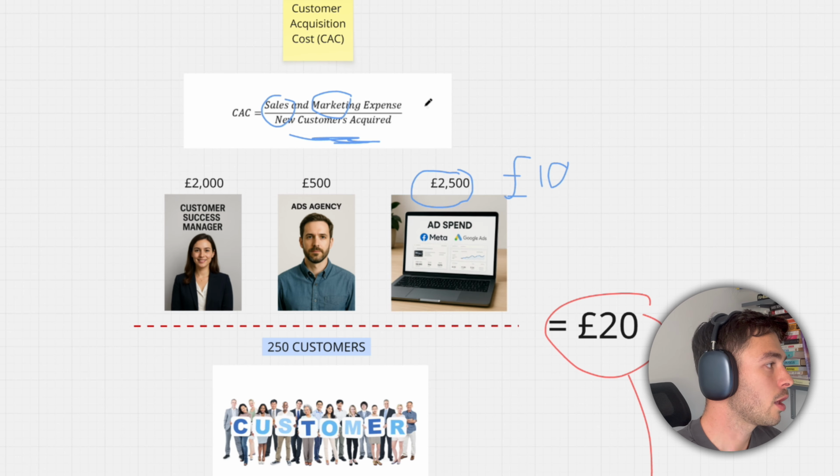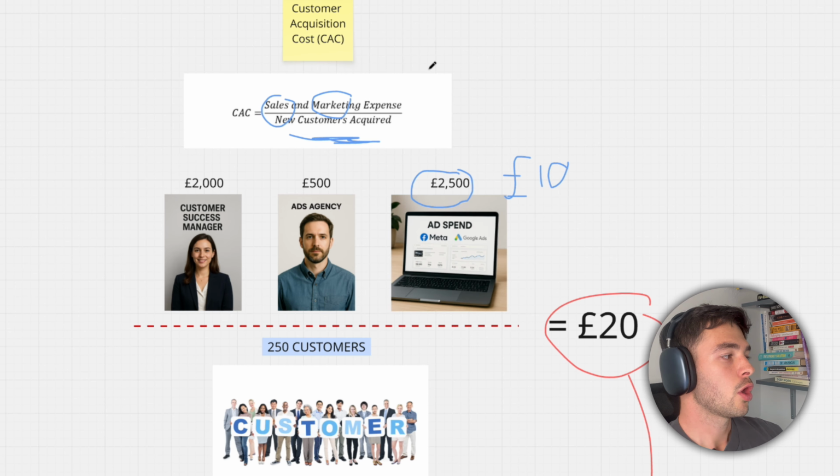Now, when we look at customer acquisition cost, we start looking at all the other costs associated with marketing and with sales that drives new business.